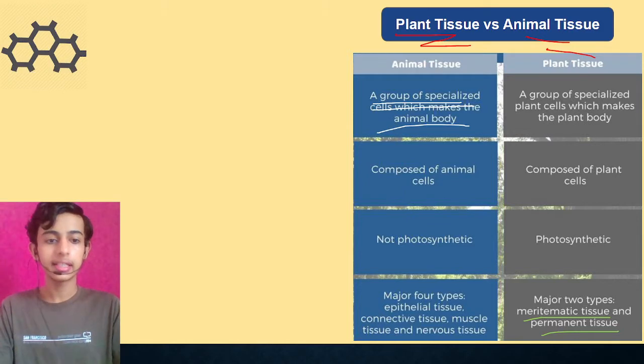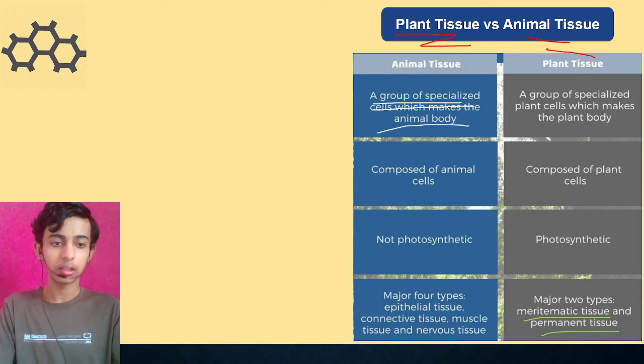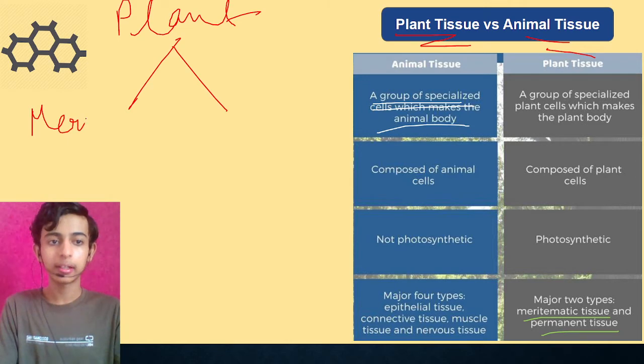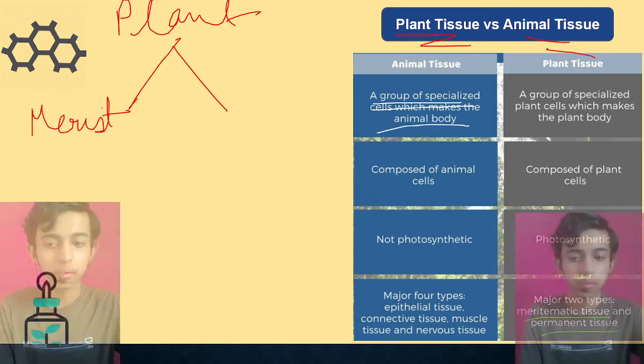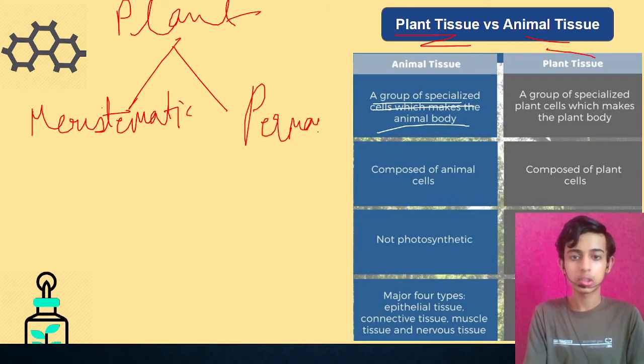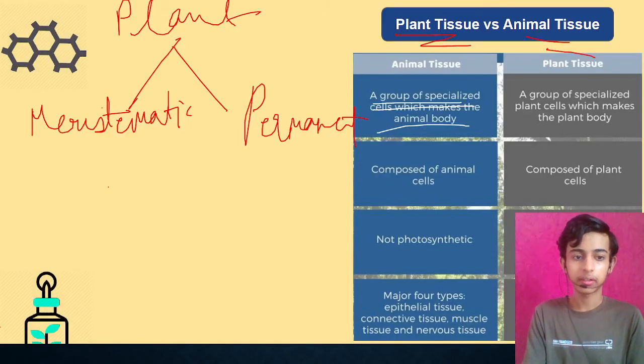So what did I say? In plant tissues, we have two parts: meristematic and permanent. Correct?